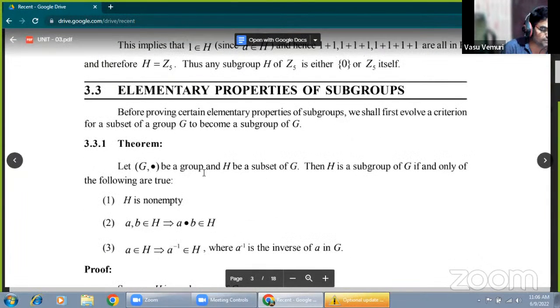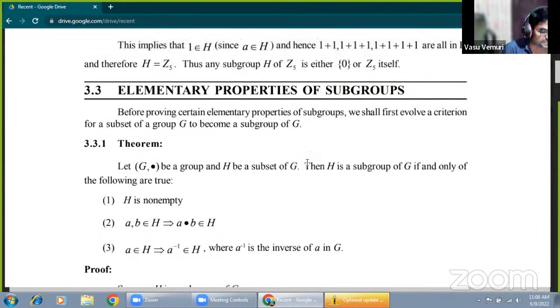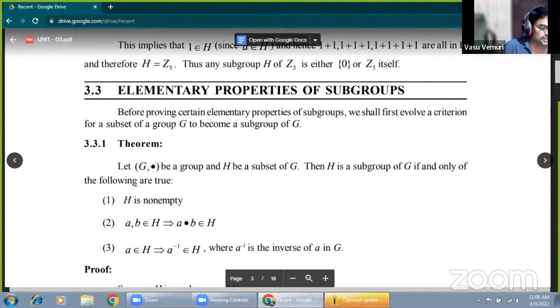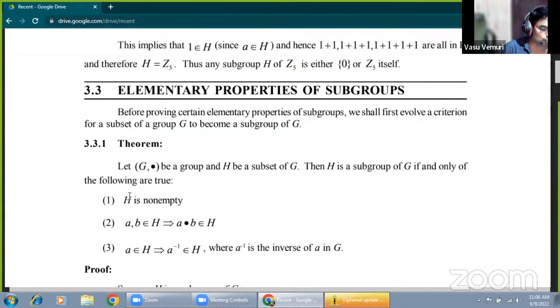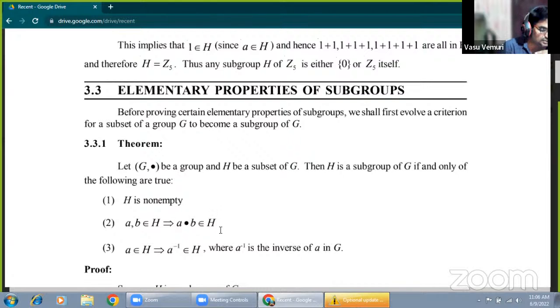Elementary properties of subgroups. G under multiplication is a group and H is a subset of G. H is a subgroup of G if and only if the following conditions are true. First of all, H is not equal to phi, meaning H must be non-empty. Now, with respect to the closure condition, A into B belongs to H. That is the closure condition under multiplication.